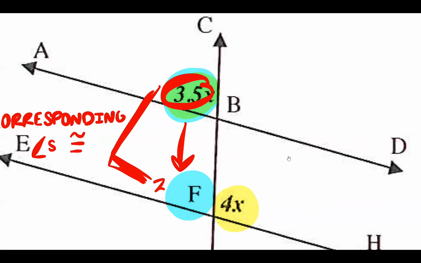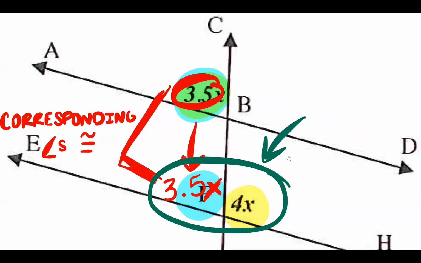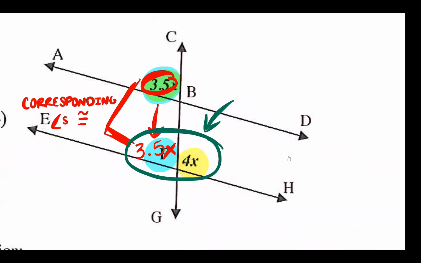And now this is going to be 3.5x. Now we did this rule, I just showed it to you. We're on the same line cut by a transversal. What do we call it? It's one of the new ones I just said. It's either linear pair or vertical. Linear pair. How do I know? It's on a line, and there's two of them. So it's a linear pair.